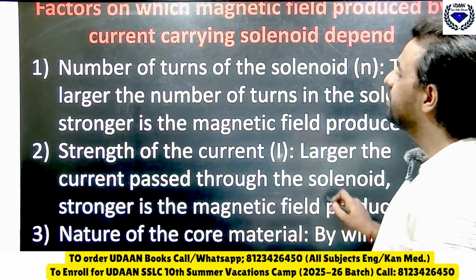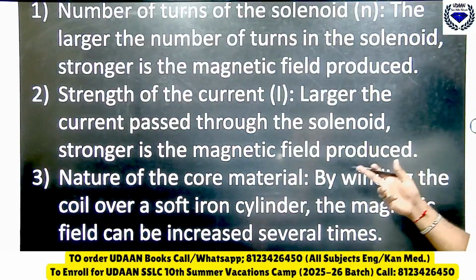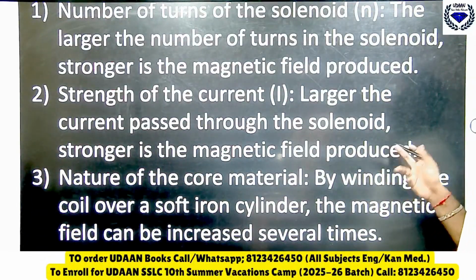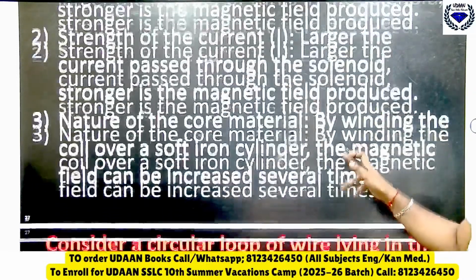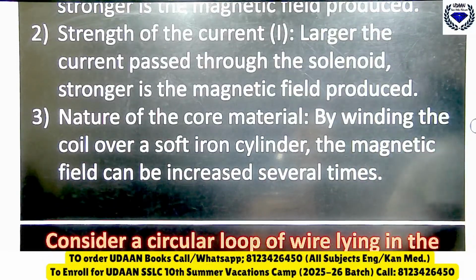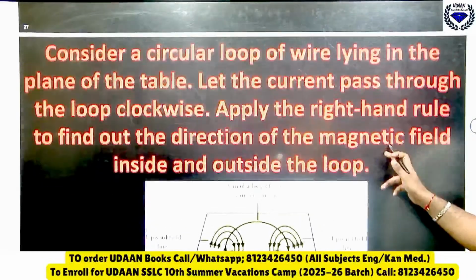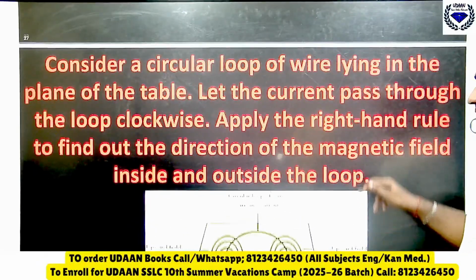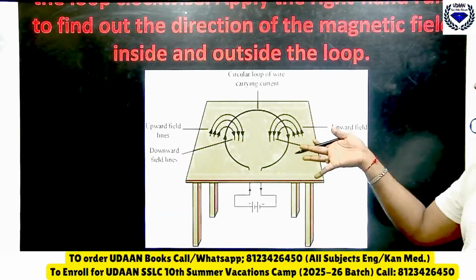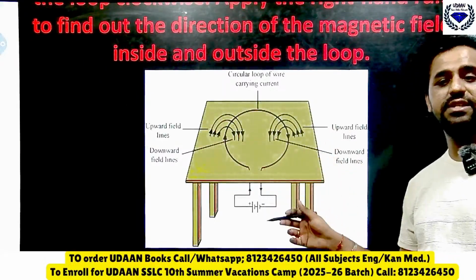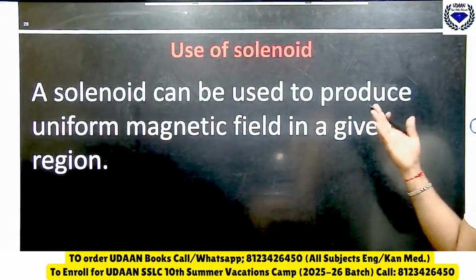See here, the larger the current passed through the solenoid, the stronger the magnetic field produced. Then the nature of the core material. By winding the coil over a soft iron cylinder, the magnetic field can be increased several times. Then there is one more figure, the same thing. You should apply the direction as I already said, how the directions are. Then where the solenoids are used.